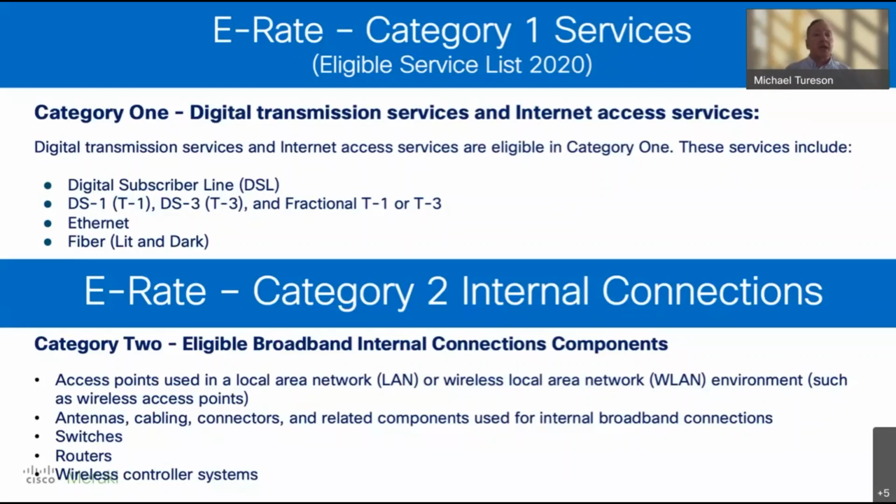So the eligible category 1 services include all the data transmission and internet access. The eligible category 2 services include all of the internal connections, which would include the access points, antennas, switching, routing, wireless control systems, basic firewall, along with the managed internal broadband services and basic maintenance for the internal connections.